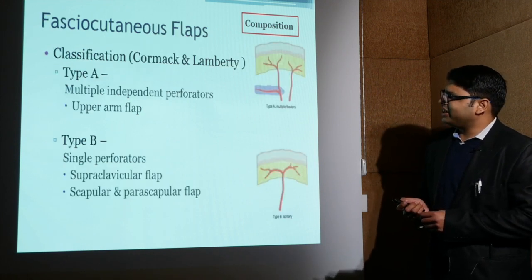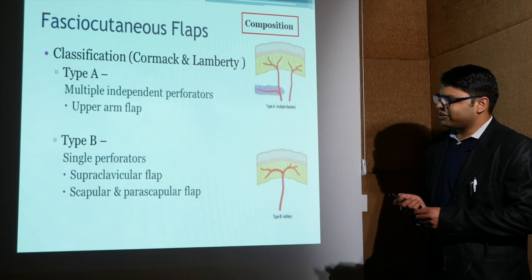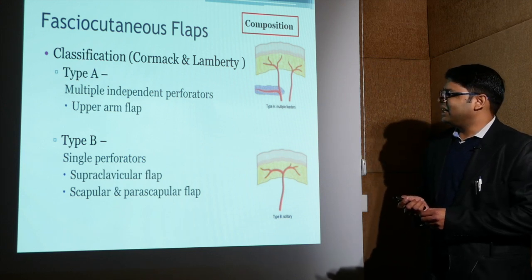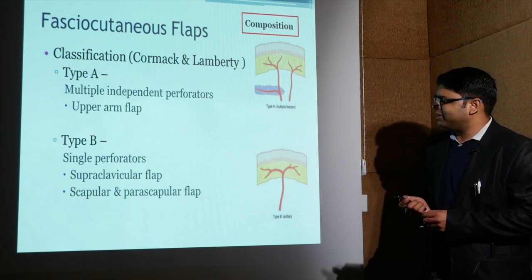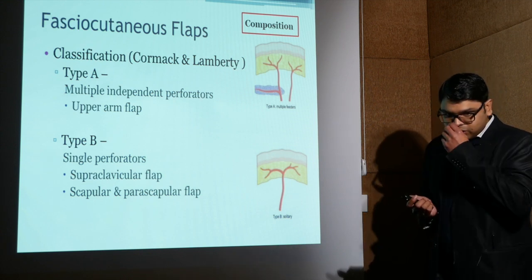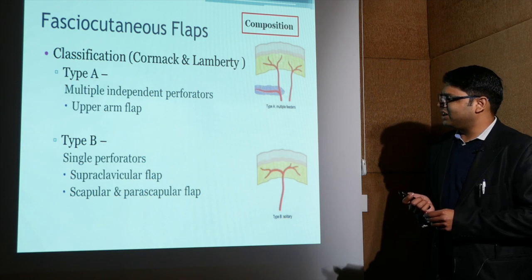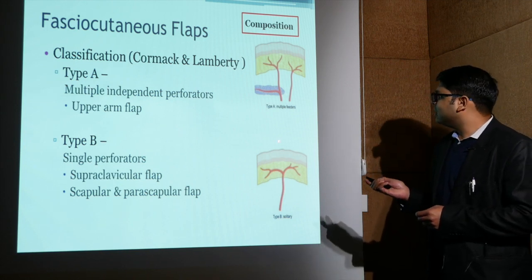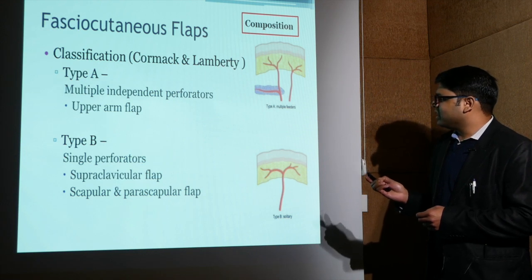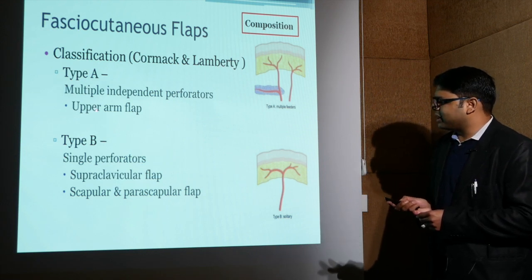In the fasciocutaneous flap, we take the skin, subcutaneous tissue, and the fascia. The fasciocutaneous flaps are classified on the basis of the Cormack and Lamberty classification. There are four types of fasciocutaneous flap. In type A, there are multiple independent perforators. You can see this is type A. The example for type A is the upper arm flap.